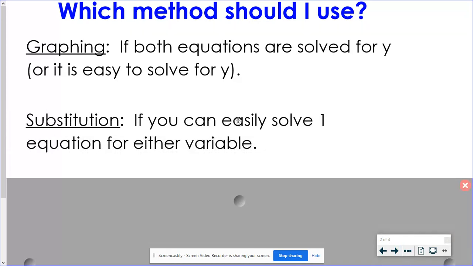The second method that we used was substitution. That's when we can take one of the equations and solve it easily for one of the variables, either the x or the y. Remember, it doesn't always have to be the x or the y. It's just whichever one is easier, and it can be from either equation.